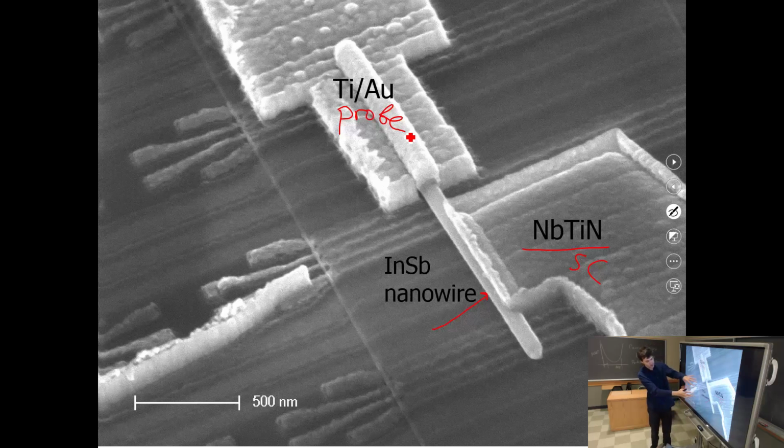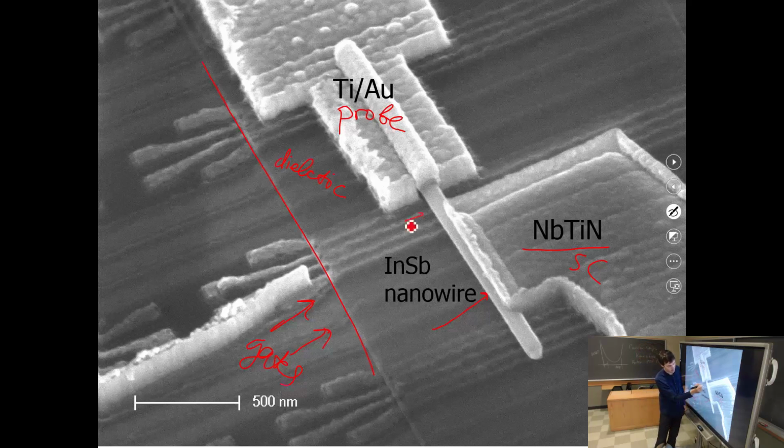Now, all these lines underneath are metallic gate electrodes. They're separated from the nanowire by a layer of dielectric. So this is a boundary of the dielectric. And these are all gates. What do these gates do? They allow us to shape the chemical potential in the nanowire, change it locally.